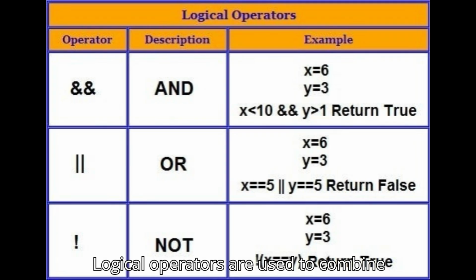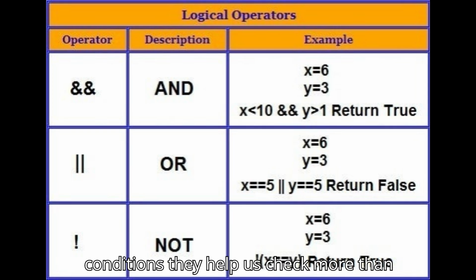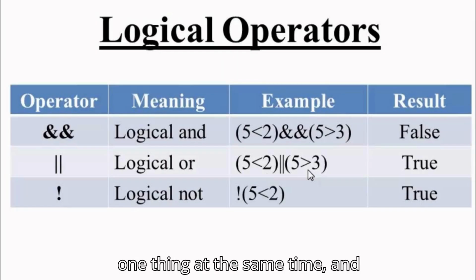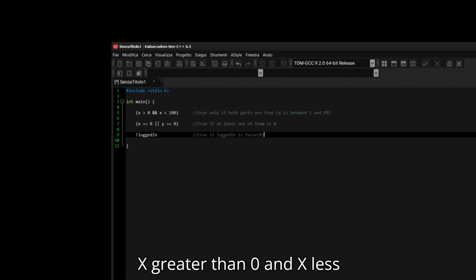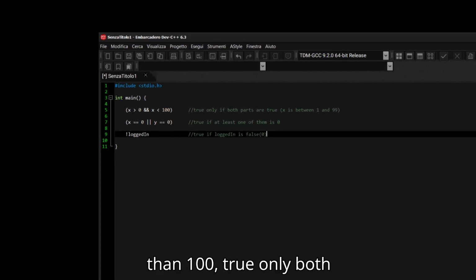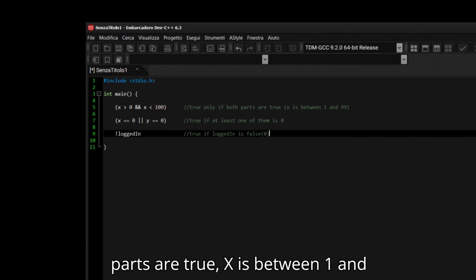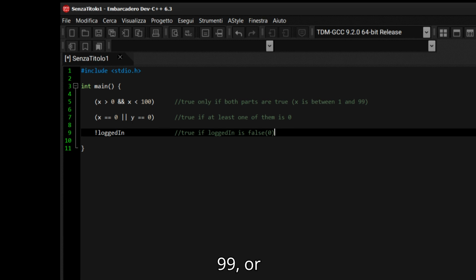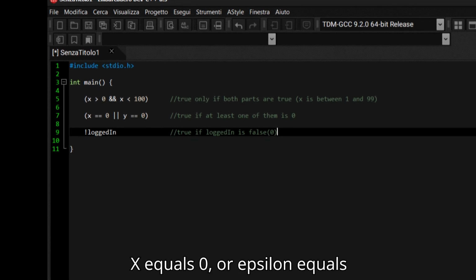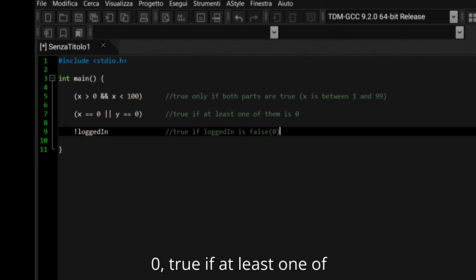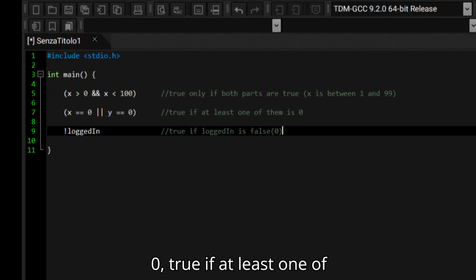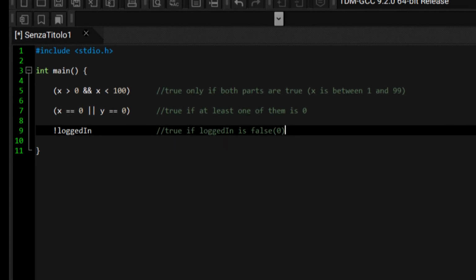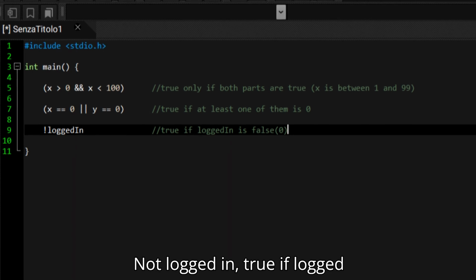Logical operators are used to combine conditions. They help us check more than one thing at the same time. And: x greater than 0 and x less than 100 is true only if both parts are true. X is between 1 and 99. Or: x equals 0 or y equals 0, true if at least one of them is 0. Not: not logged in, true if logged in is false.